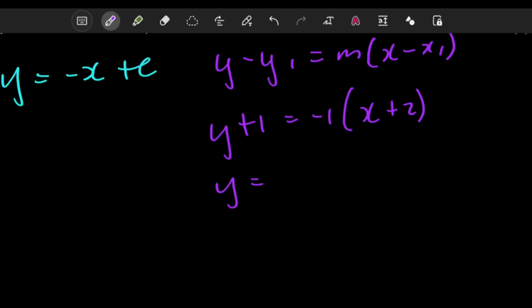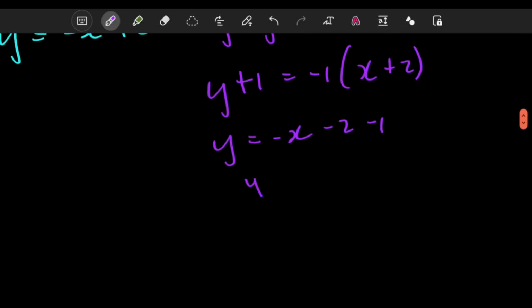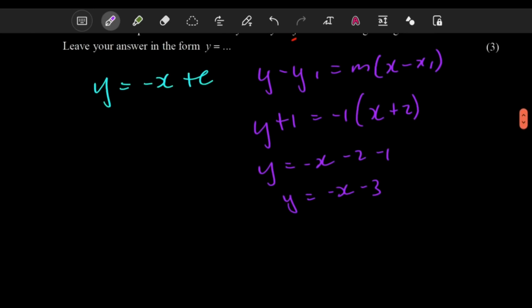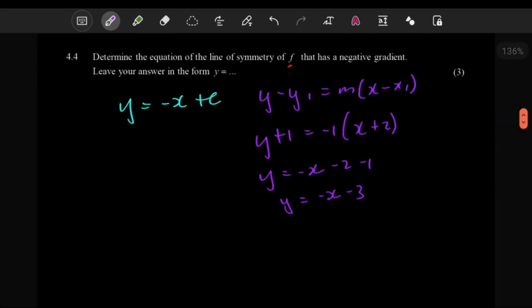Here you can just multiply the negative inside, and then the one goes over. That's going to be negative x. Here you're going to have y equal to negative x minus 3, which kind of makes sense because you see down here, proportionally speaking, that is going to be a negative 3. So this will be the equation of your line that has a negative gradient.